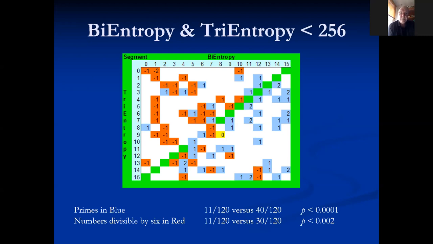So again, we can use bi-entropy and tri-entropy together to sharpen our abilities to find primes or composites based on these bi-entropic and tri-entropic quantities. That was quite a fun diagram to do, that one. In the supplementary materials, which are available online, there are some supporting versions of that diagram which answer questions about the rest of the numbers. And you can see quite plainly that the rest of the numbers that aren't divisible by 6 or prime sit uniformly in the 16 by 16 space that you're looking at now.